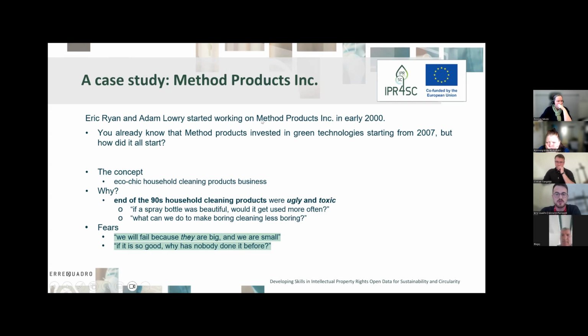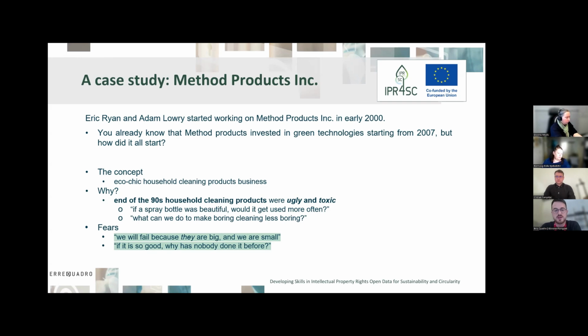So I will rapidly go through the case study introduction. We're talking about Method Products, which was born in the early 2000s. The initial concept of the company was to produce an eco-chic household cleaning product, but the market was very filled with cleaning products and with, I would say, cleaning bottles. So what were the fears of the company?